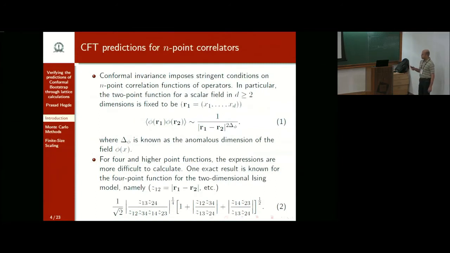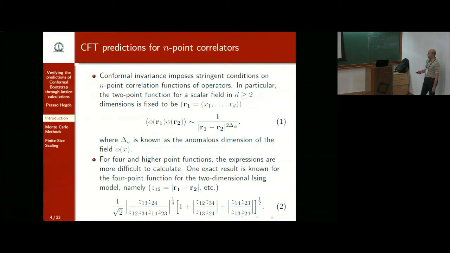And the thing is, conformal invariance is a very powerful statement. It actually imposes very stringent conditions on, for example, the correlation functions of operators. In particular, it fixes the 2-point function. This tilde here will always stand for up to proportionality constants. But really, it fixes this 2-point function to be exactly the difference falling off as a power. This power is actually known as the anomalous dimension of this field.